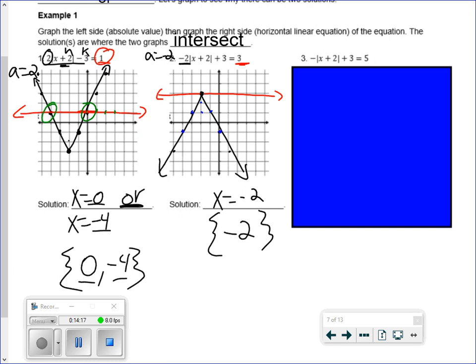But anyway, what we see here is that our only intersection is right here at the vertex, which has an x value of -2, which gives us our solution set of just -2.